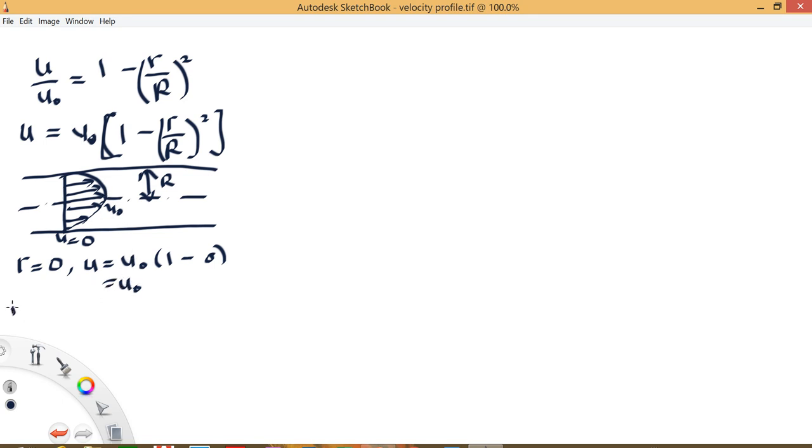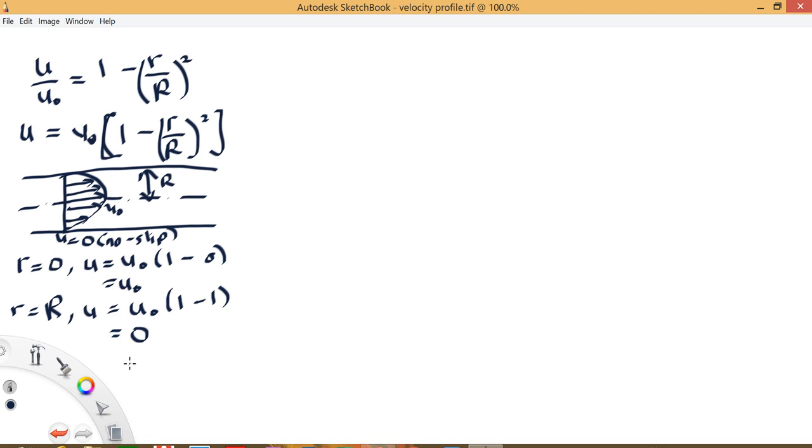Okay, if you replace r with capital R, you should get U equals U naught times 1 minus R capital divided by R capital, you get 1. So basically you get 0. So this should be 0. So at the fixed wall, or at the wall of the pipe, you should get U equals 0 due to the no slip condition.